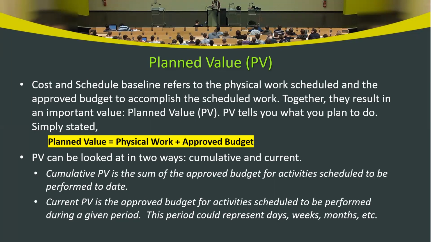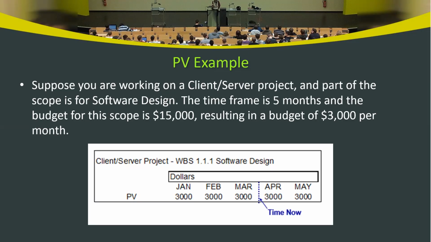Present value can be cumulative and can be current. Cumulative means everything up to the point of observation, and current means periodic, for a given period. So here's the example.